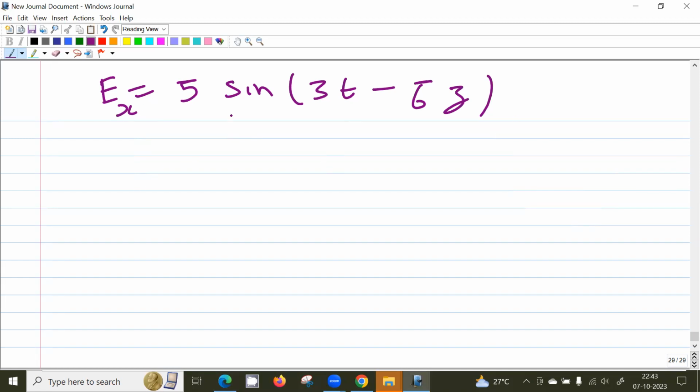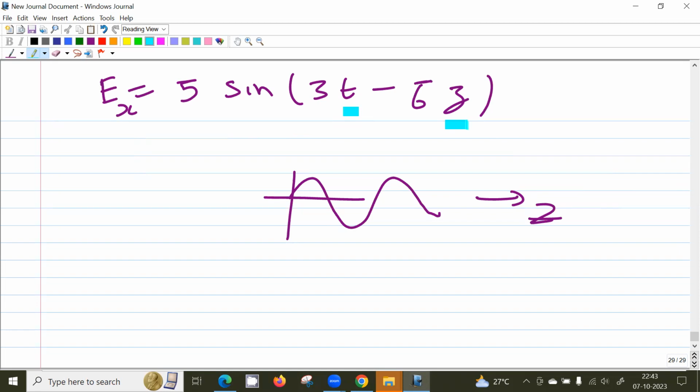So this is a sine wave, and it's traveling in the z direction. It's a function of both time and space, which is z. Time variation is here, and the space variation, which is z variation, is here. So what is the wavelength of this wave? This wave has a wavelength, a frequency, and something called a wave number. I'll define them. So what is the wavelength and what is the frequency of this wave?